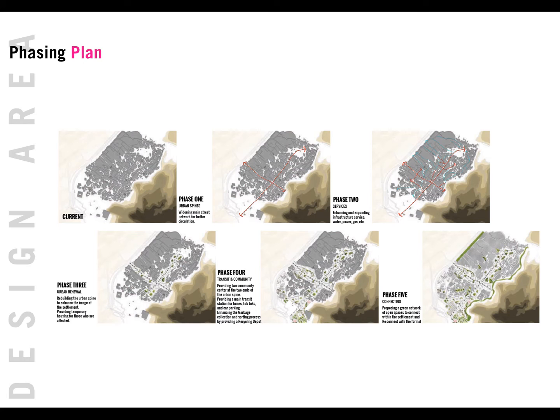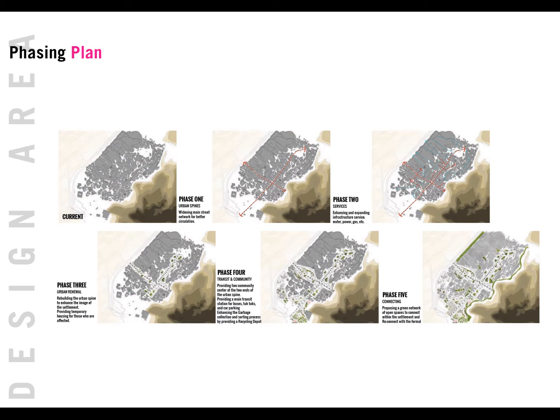The second phase will be the infrastructure extension. The third phase is the urban renewal. This phase is concerned with renovating the built form of urban spines to enhance the image of the settlement and enlighten the community with better housing and quality of life.